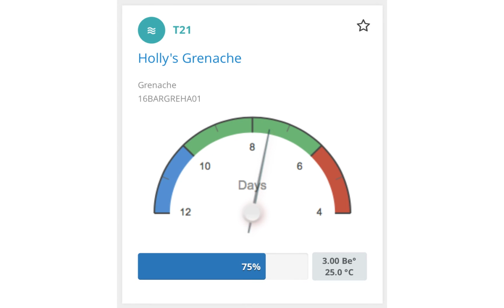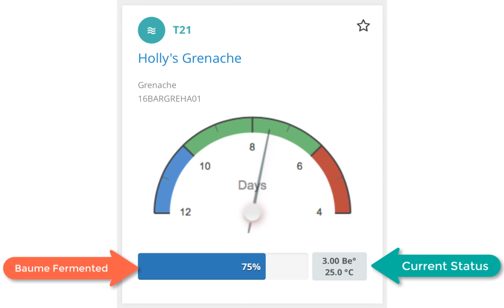At the bottom of the module is a progress bar showing the percentage of sugar consumed, as well as the current status from the last measurements taken.